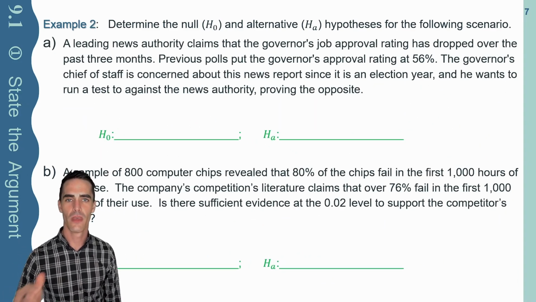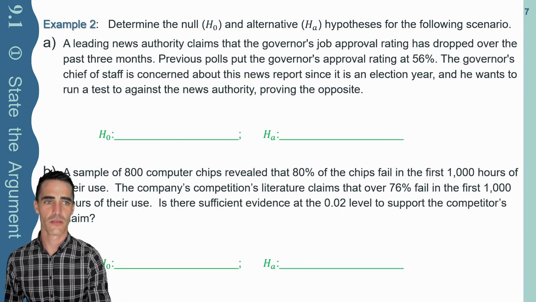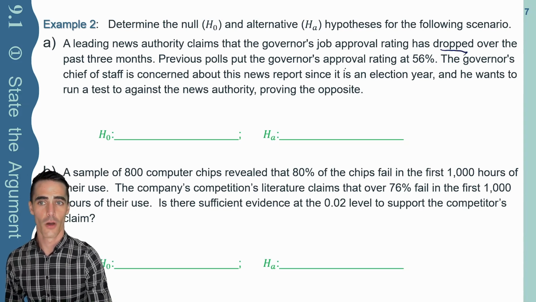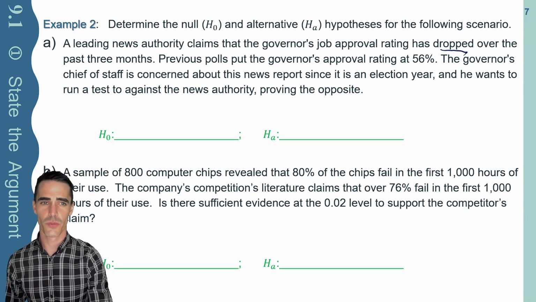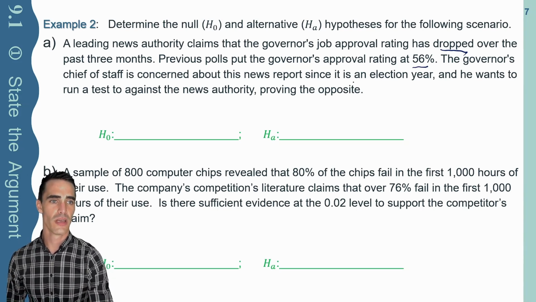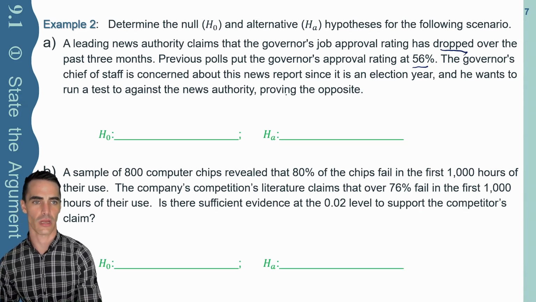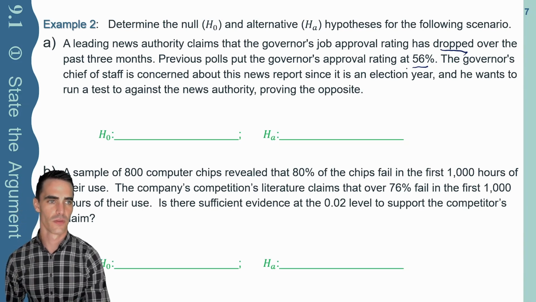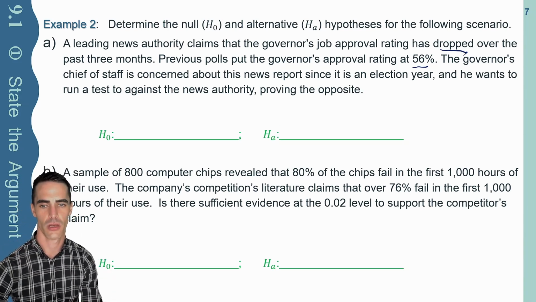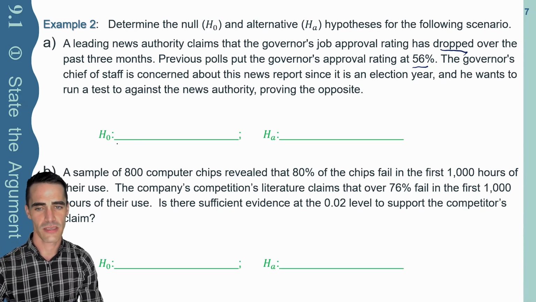Next example. A leading news authority claims that the governor's job approval rating has dropped over the past 3 months. Previous polls put the governor's approval rating at 56%. The governor's chief of staff is concerned about this news report since it's an election year, and he wants to run a test against the news authority, proving the opposite. So again, the opposite of that dropped notion. Well, the status quo, the null hypothesis, again, set this up.